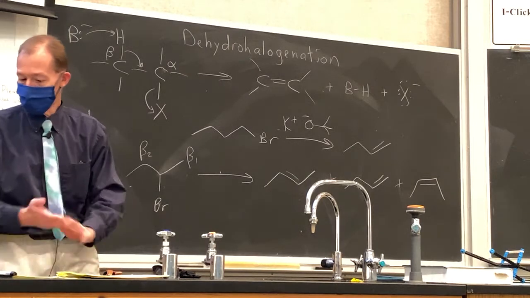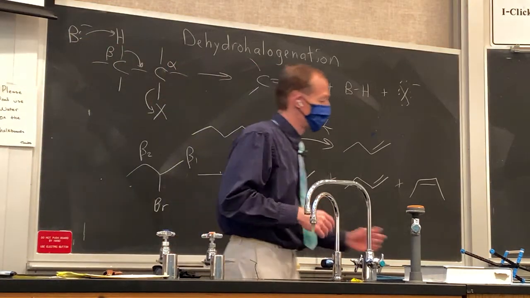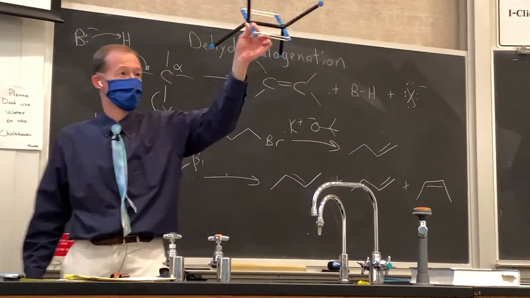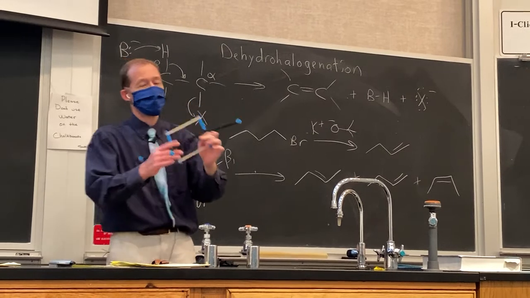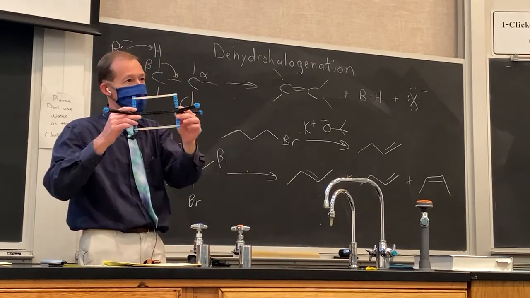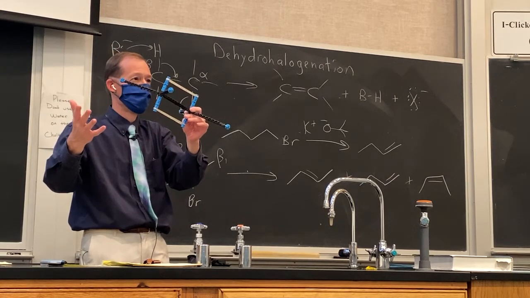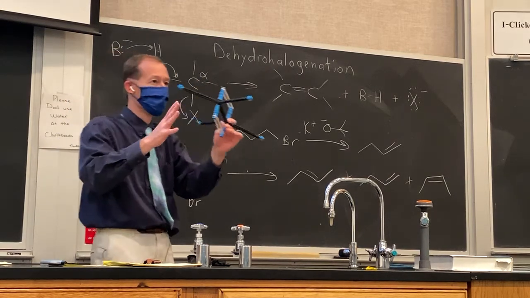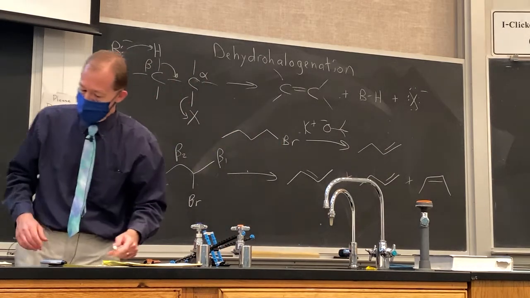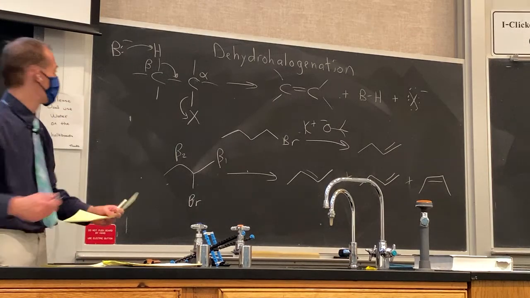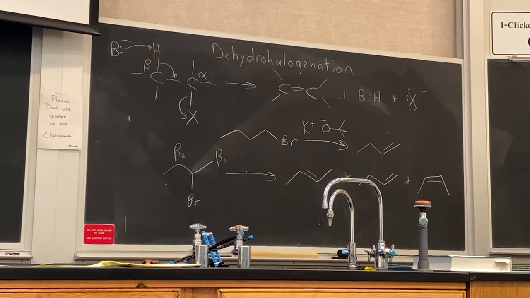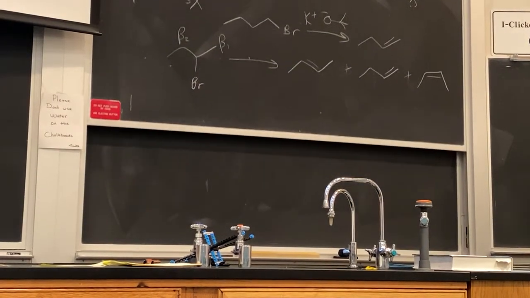So let's talk a little bit about the structure of alkenes. I brought a model of ethylene here. So what's the hybridization of the carbons in an alkene? sp2. What's our geometry? Trigonal planar. What are our bond angles? 120 degrees.